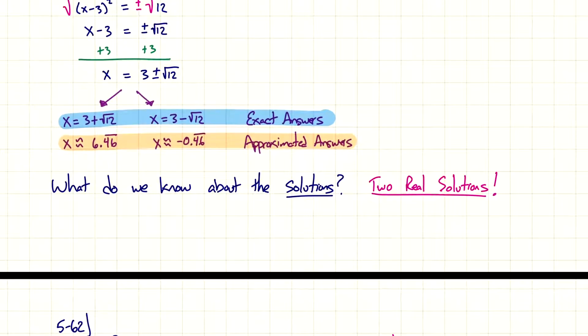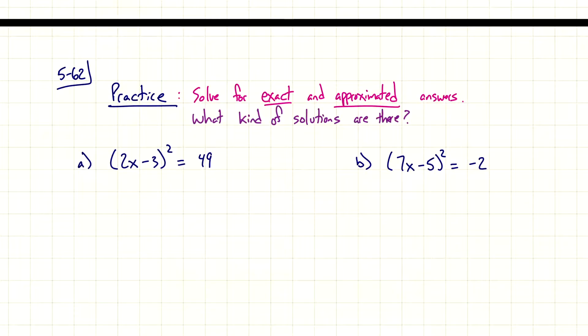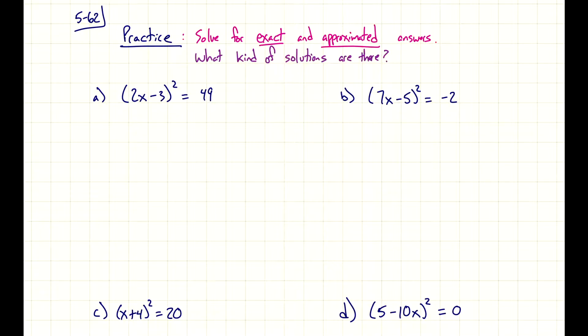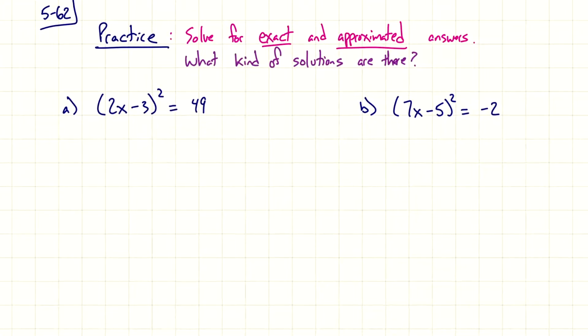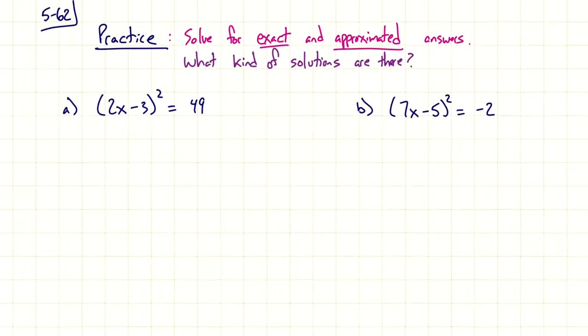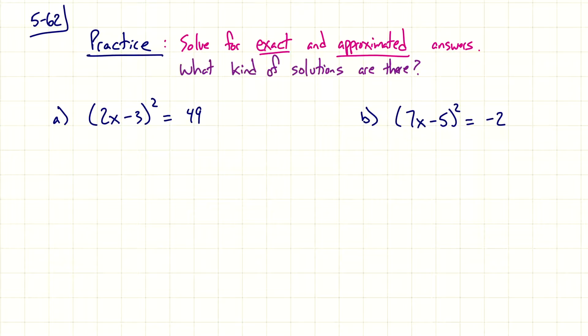I'm going to try to go through these kind of fast, and if you need to pause it or slow it down, then I'll let you do that. But for the most part, I'm going to work out those same problems, same style of problems. We want to look at a pattern in the kind of answers we're getting. So we're going to solve for the exact and approximated answers if we can, and see what kind of solutions are there.